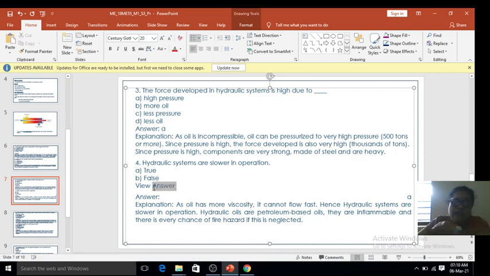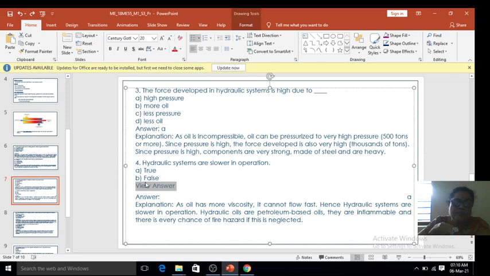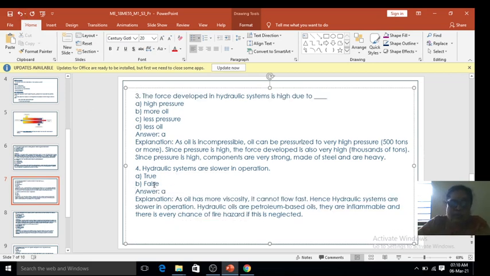And when it comes to the next question, here it is: is the hydraulic system slower in operation? He has given two answers here, true or false. The answer is yes, because it has more viscosity.